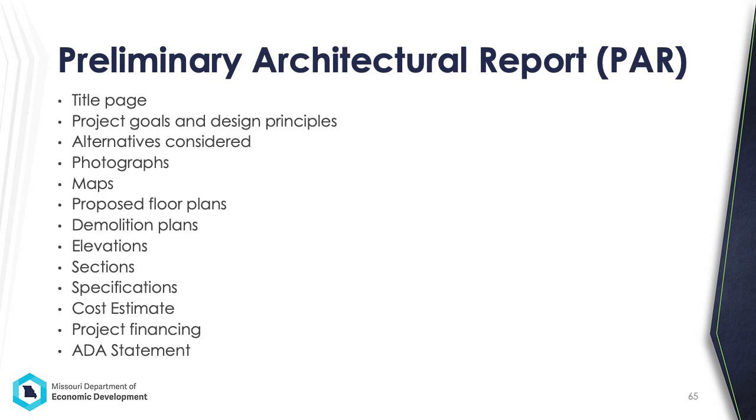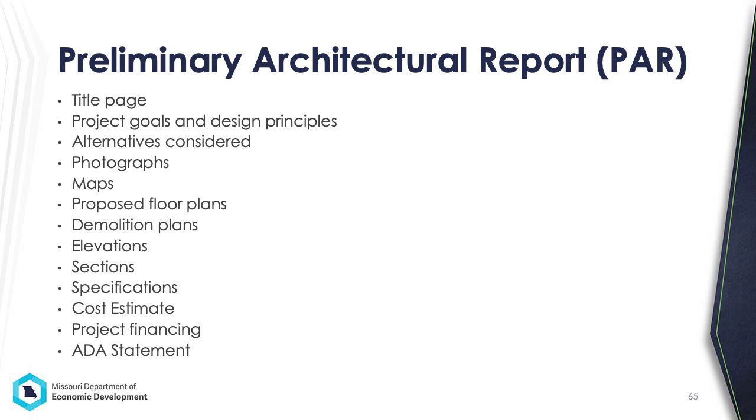For the PAR, some of these items will be similar to the engineering report content. So again, we need a title page that is signed and sealed by a Missouri licensed architect. Then please include a statement summarizing the goals of the project and the design principles governing the project. Principles might be public spaces receive the highest level of preservation, or preserving the primary elevations of the building, or retaining as many original design elements as possible, to name a few.